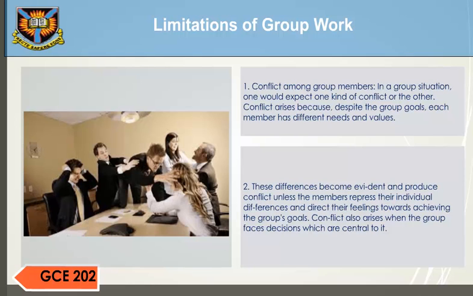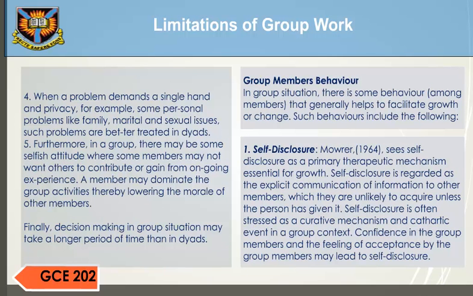Conflict also arises when the group faces decisions which are central to it. 4. When a problem demands a single hand and privacy. For example, some personal problems like family, marital, and sexual issues, such problems are better treated in dyads. 5. Furthermore, in a group, there may be some selfish attitude where some members may not want others to contribute or gain from ongoing experience.